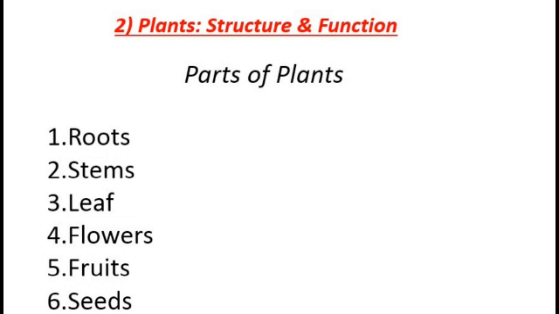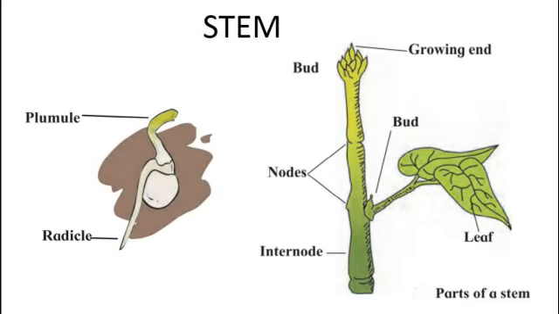We are learning the lesson plants, structure and function. In the previous class, we talked about the roots. Now, today we are going to talk about the stems. The stem grows above the soil from the plumule of the sprouting seed. As the sprout grows, the length of the stem gradually increases too.